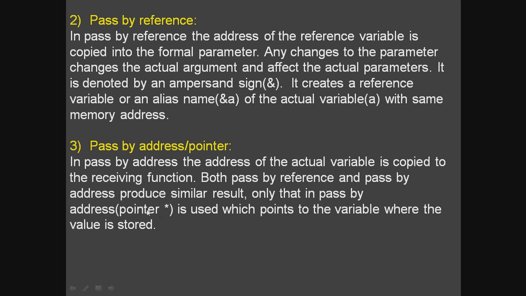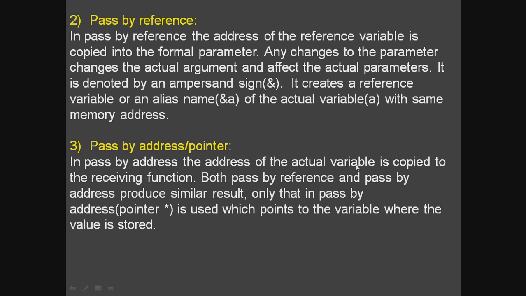So this pass by address is actually a pointer which points to the address of the variable where the value is stored. Any changes made through this pointer address affect the actual variable also, and so the values get changed in the variable.